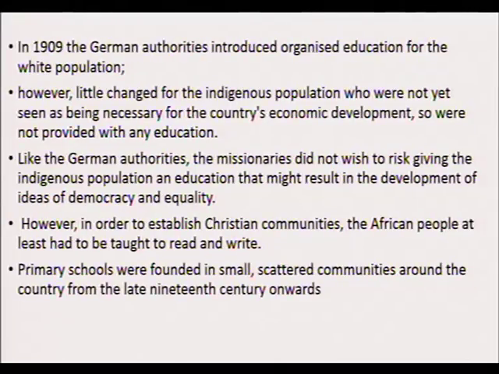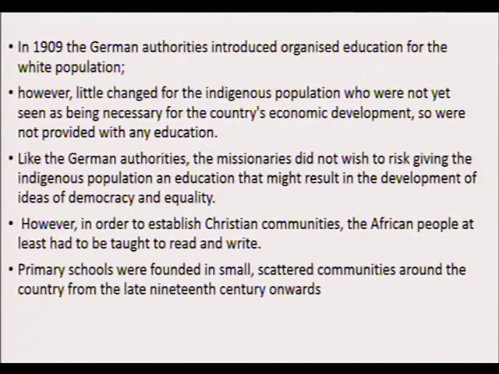In 1909, the German authorities introduced organized education for the white population, but little changed for the indigenous people, who were not yet seen as being necessary for the country's economic development, so they were not provided with any education. Like the German authorities, the missionaries didn't want to risk giving the indigenous population an education that might result in them wanting democracy and equality.